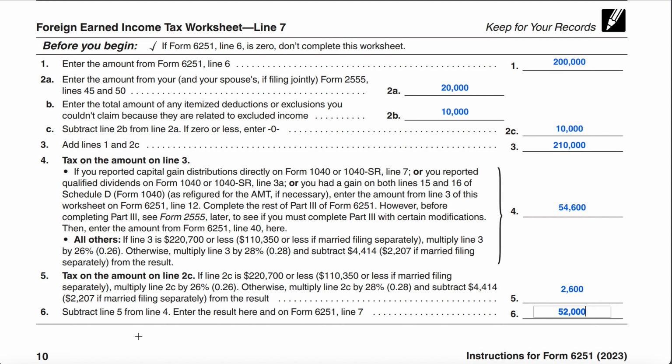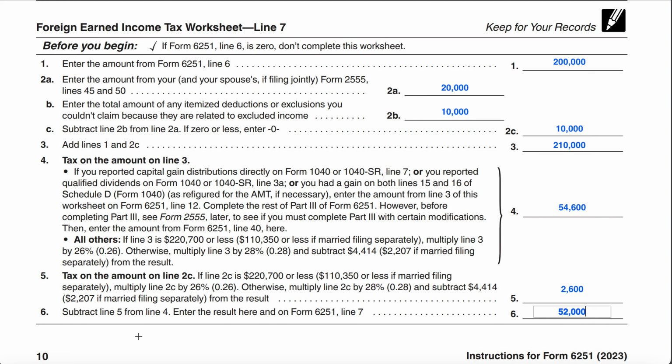In this video, we'll be going over the Foreign Earned Income Tax Worksheet for line 7 of IRS Form 6251, Alternative Minimum Tax. You can find this worksheet in the form instructions for IRS Form 6251. However, in this video, we'll simply be going under the assumption that for line 7, you are also filing IRS Form 2555 to declare your foreign earned income.